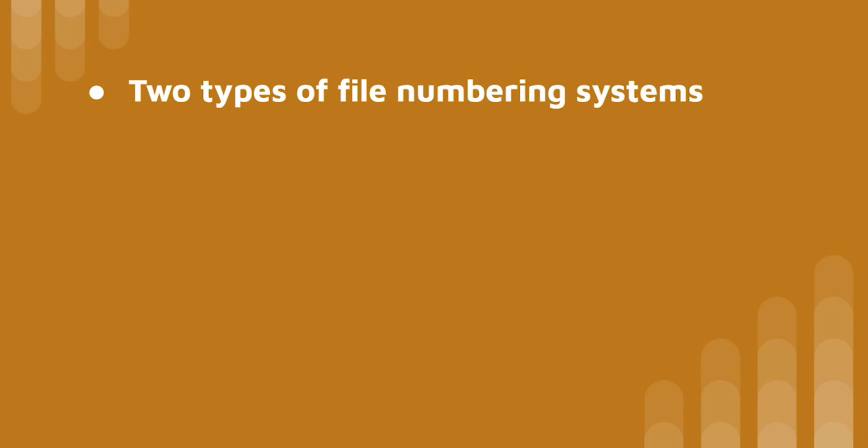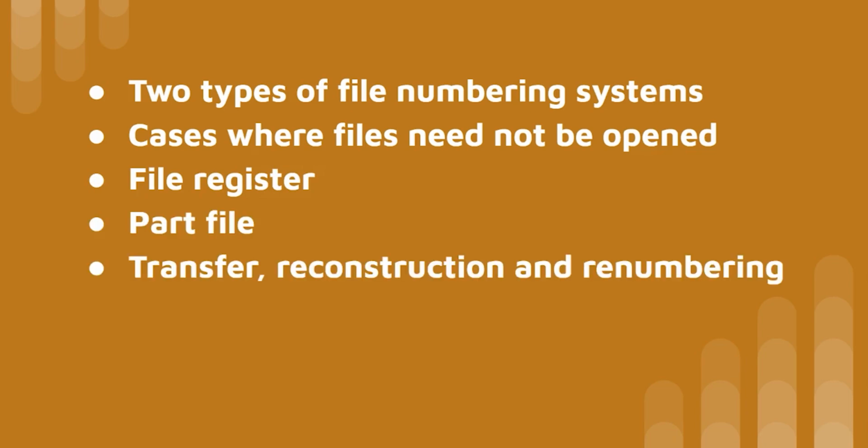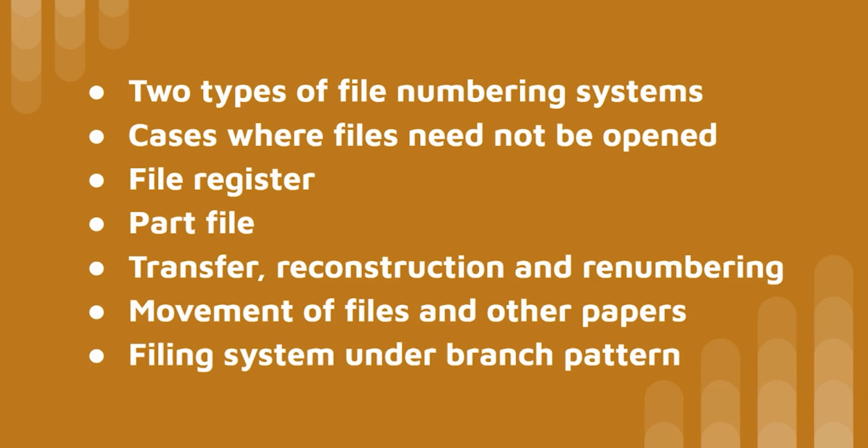In the video, we will look at two types of file numbering systems: cases where files need not be opened, file register, part file, the transfer, reconstruction, and renumbering of files, movement of files and other papers, filing system under branch pattern.